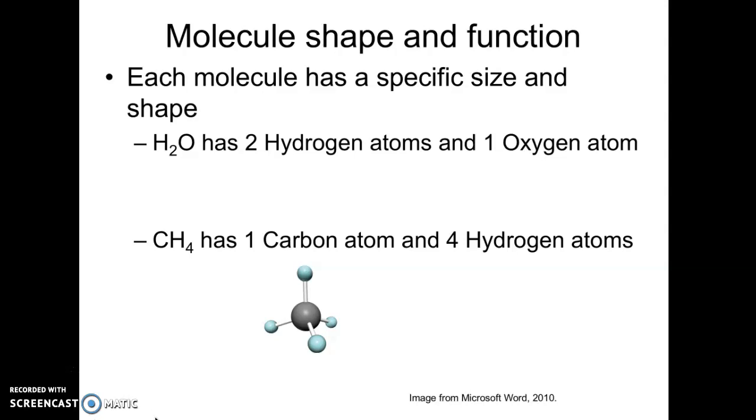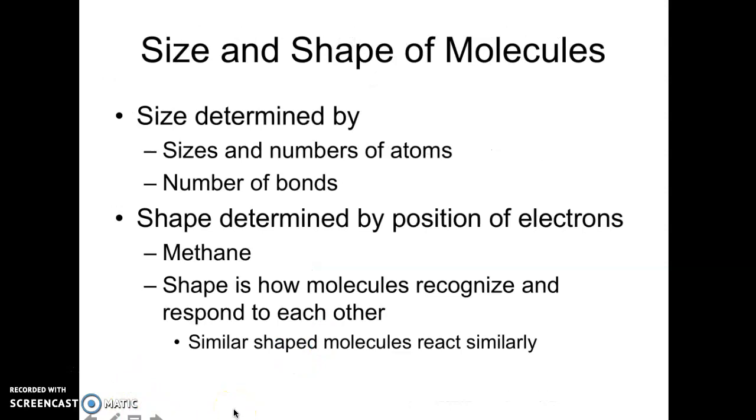So each molecule has a specific size and shape. Water, as we just saw, has 2 hydrogen atoms and 1 oxygen. This guy right here is CH4. This is 1 carbon and 4 hydrogen. That is methane, which we will see often. The size is determined by the number of atoms, the size of the atoms, and the number of bonds we might have. The shape might be determined by the position of the electrons. The shape of how molecules recognize each other is really important.